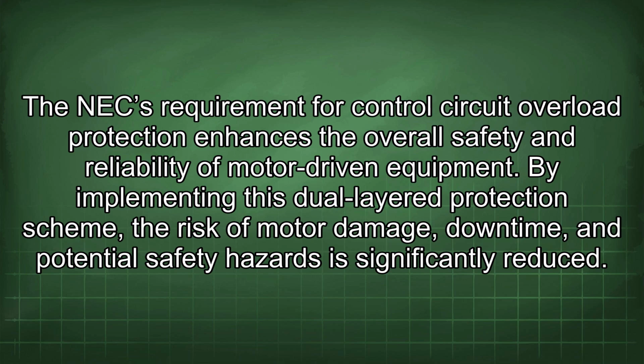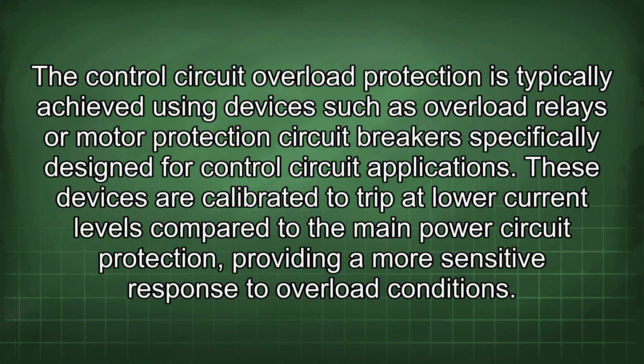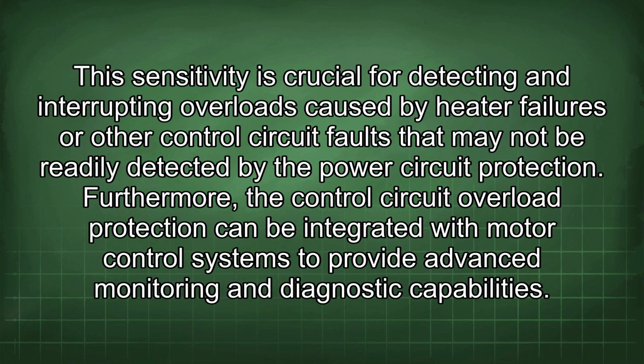By implementing this dual-layered protection scheme, the risk of motor damage, downtime, and potential safety hazards is significantly reduced. The control circuit overload protection is typically achieved using devices such as overload relays or motor protection circuit breakers specifically designed for control circuit applications. These devices are calibrated to trip at lower current levels compared to the main power circuit protection, providing a more sensitive response to overload conditions. This sensitivity is crucial for detecting and interrupting overloads caused by heater failures or other control circuit faults that may not be readily detected by the power circuit protection.